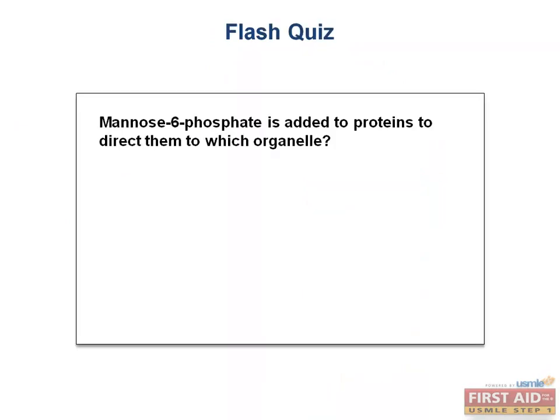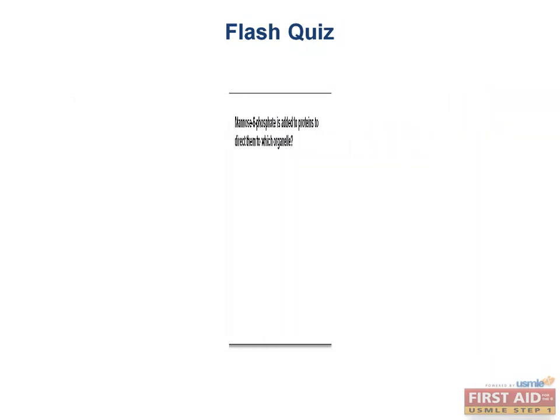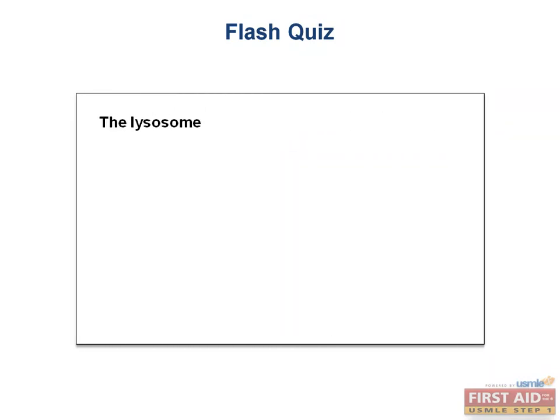For our next flash quiz, can you tell me where a protein is going to end up if mannose-6-phosphate is attached to it in the Golgi? That would be in the lysosome, and remember, if this mechanism is defective, you can have I-cell disease.